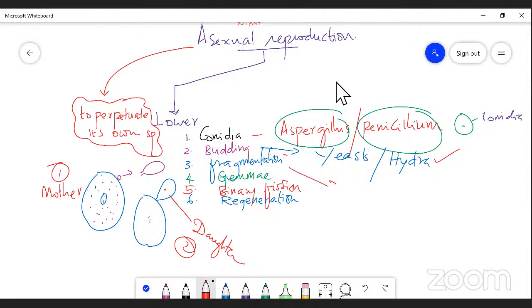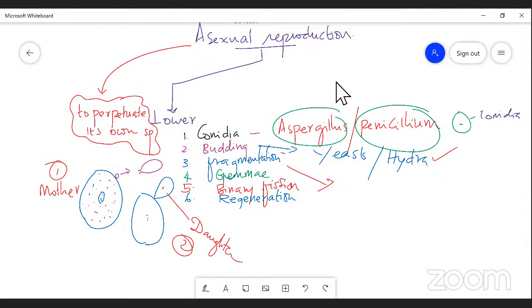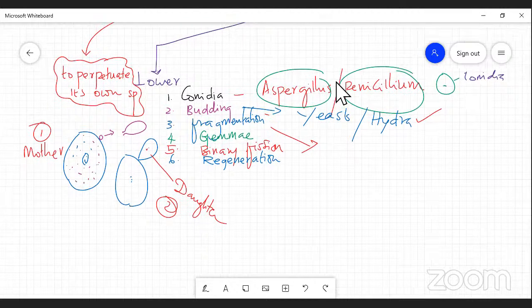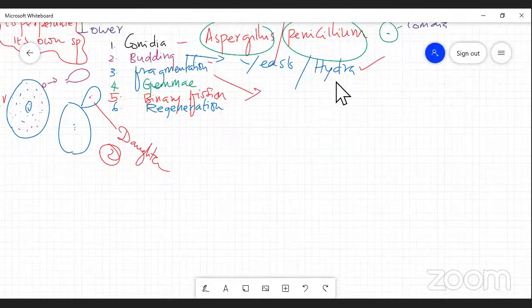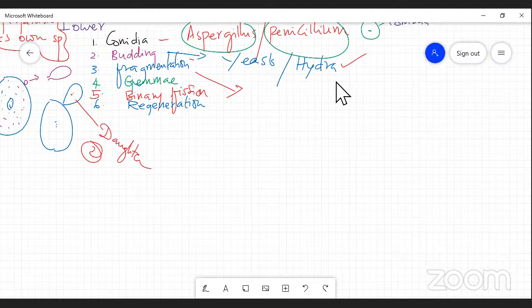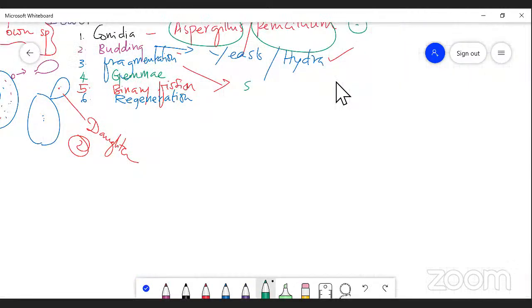And the third category is fragmentation. Fragmentation is a method of reproduction in which the entire organism breaks up. Now, this is fragmentation. I can say the best example is Spirogyra. Spirogyra is an example for the fragmentation method. What is Spirogyra? It's an alga with a filamentous structure.